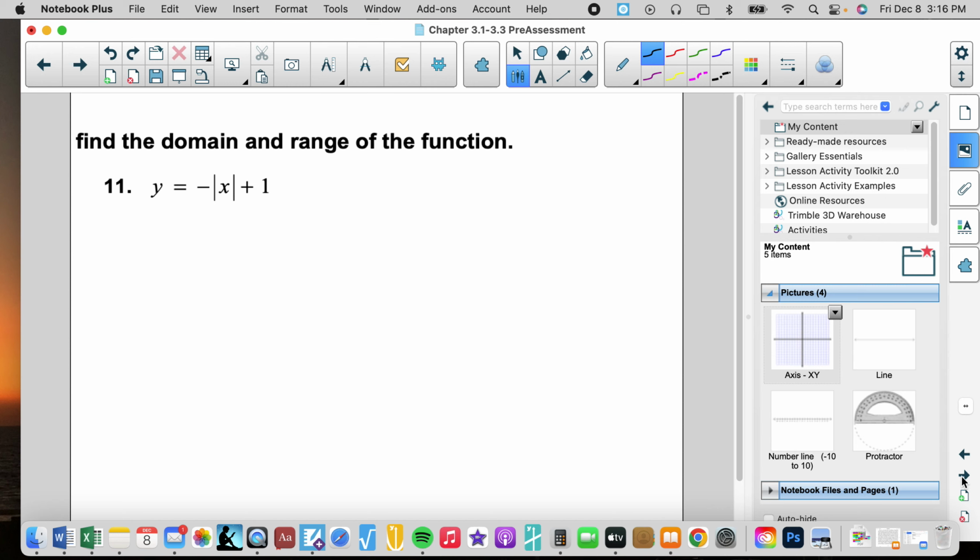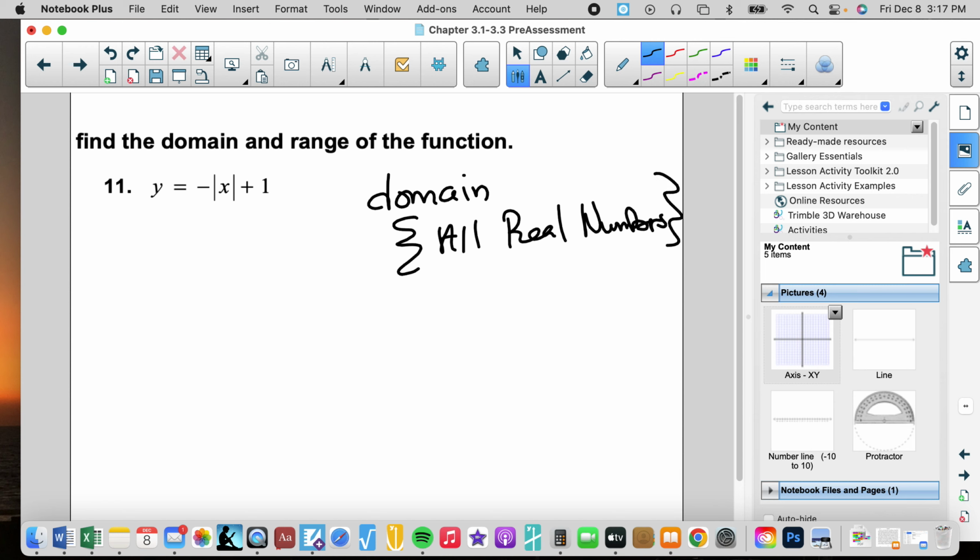So we should be able to look at this problem and understand that we can input any x value. So there's no constraints on what we can enter in. There may be constraints on what we get out, our range. Our range may be bound. So let's check it out. Let's do a couple points.